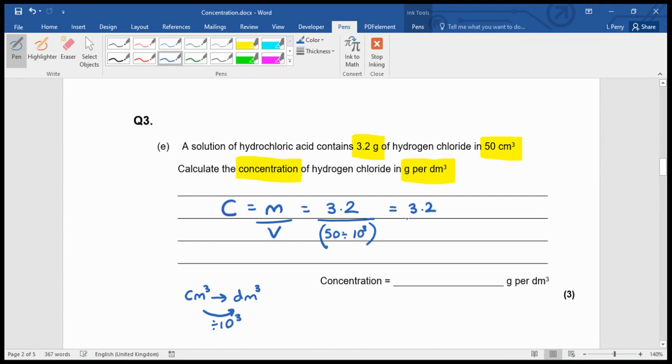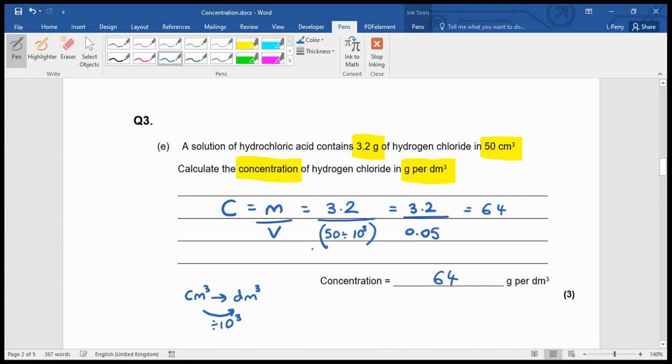So 3.2 divided by 0.005. I did just type that in my calculator. Then I can type 3.2 divided by 0.005 into my calculator and I get... Oh, I've added an extra 0 there. Apologies. Sorry, just look back at my calculator. 0.05 even. So 3.2 divided by 0.05, 64. So my answer is 64.